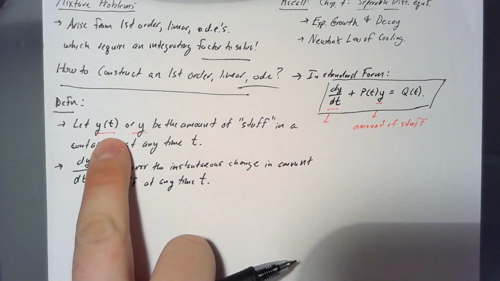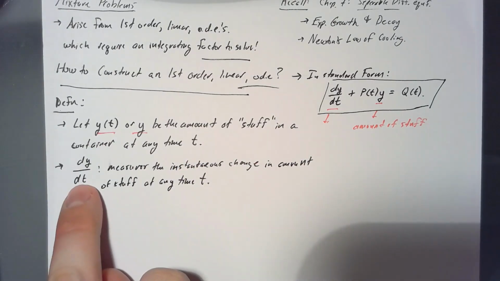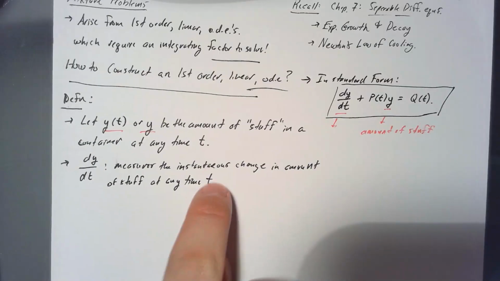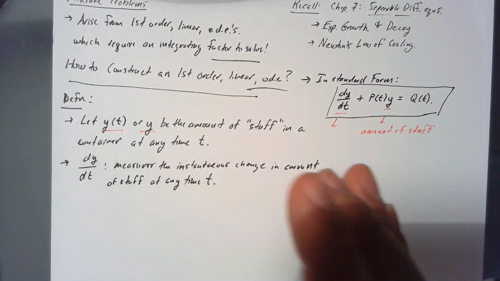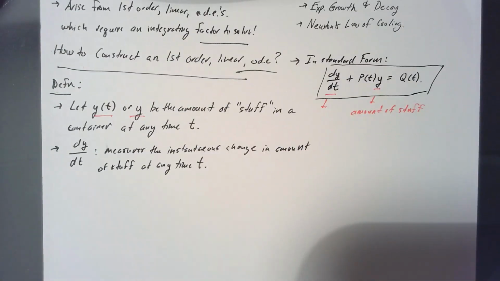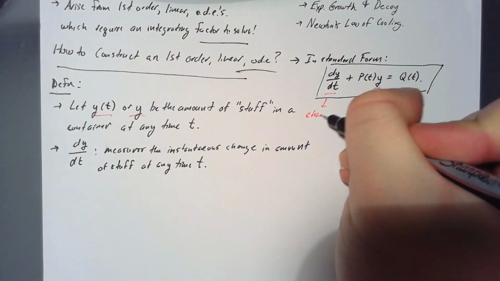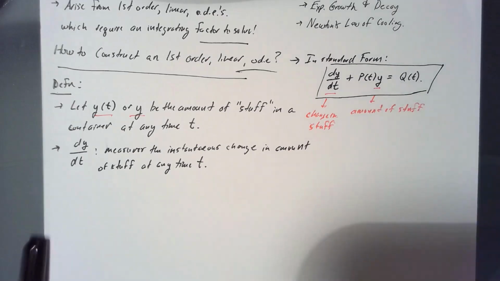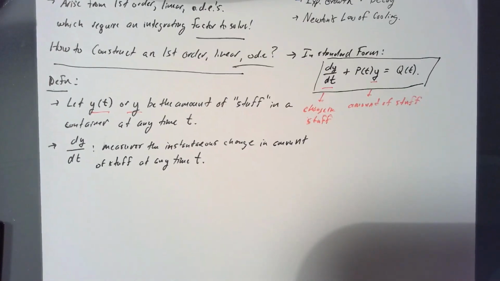If this is the amount of stuff, well, this is how much stuff is changing at some specific moment in time. Right? Is the amount of stuff increasing or decreasing? That's what dy/dt is. All right. That's the change in stuff. Okay.